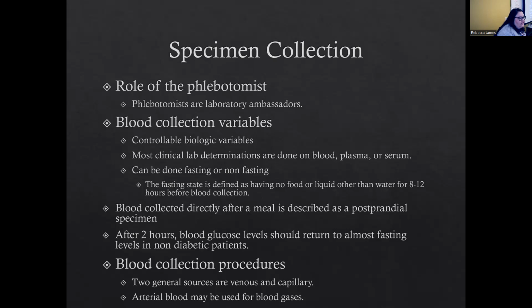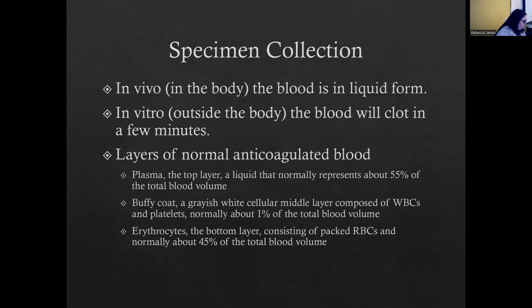Layers of normal anticoagulated blood. In vivo, you need to know what this means. It means in the body. So in vivo is in the body, and in vitro means outside of the body. You need to know those two definitions. So it's saying in vivo, the blood is in liquid form. But in vitro, when it's exposed to oxygen, it will clot within a few minutes.